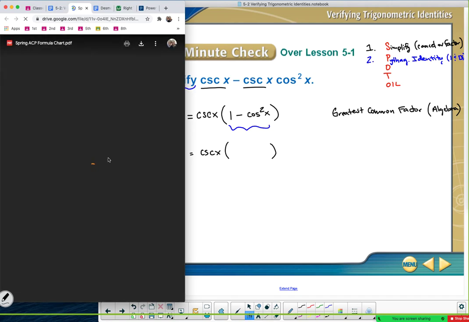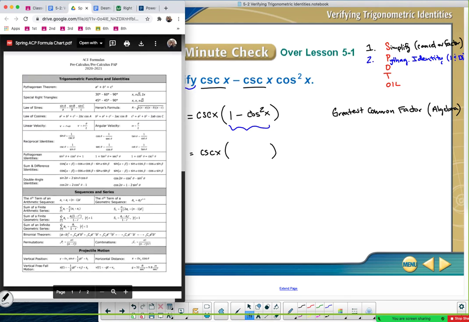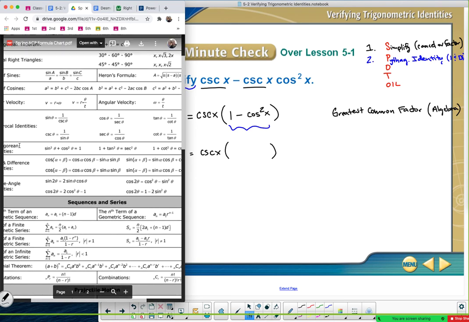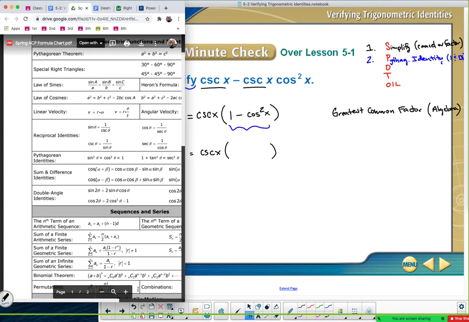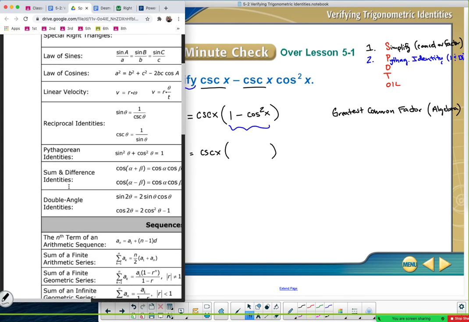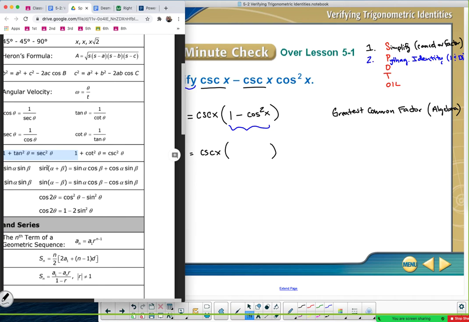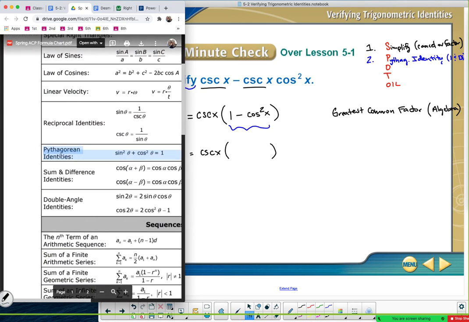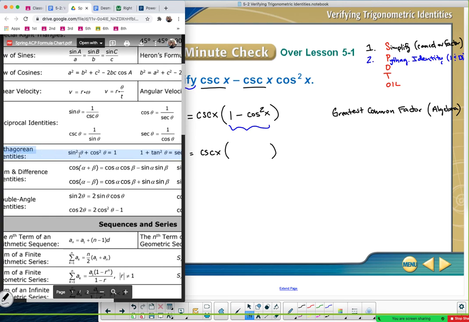And I'm going to go to the Pythagorean Identities, and I'm going to look for the one that has a cosine squared. So let me blow this up a little bit. So here's the Pythagorean Identity. I see it on the left side of the screen. Pythagorean Identity right there. And what I want to do is look for the one that has cosine in it, which is the first one. Now notice this is 1 minus cosine squared.